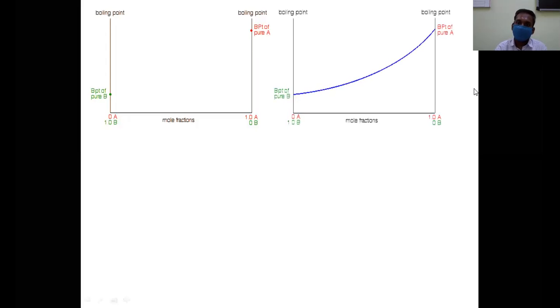In the second curve, what have I done? I have not just recorded the boiling point of pure A and B. I have recorded the boiling point of solutions of A and B at different compositions and have plotted the boiling point. What is the nature of the plot? Actually, when I am talking about ideal, Raoult's law, ideal solutions, that should have been linear, like how the vapor pressure varies against mole fraction. That should have been linear, but it is not linear. Practically, it is not linear. It is a bit drooping.